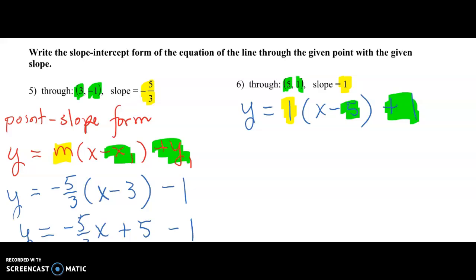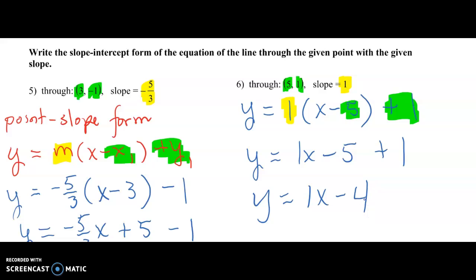All right, so now that we've plugged in our slope and our ordered pair, we're going to go ahead and simplify the right side of the equation again to get it in slope-intercept form. So we're going to distribute and then combine like terms. All right, now the equation of our line is in slope-intercept form.